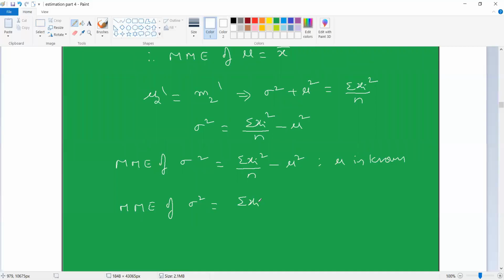In this case, replace mu by x bar, because x bar is the MM estimator of mu. Now here is x bar square. This is the same as small x square. This is the mu unknown case. So now the MME of sigma square is the sample variance when mu is unknown.